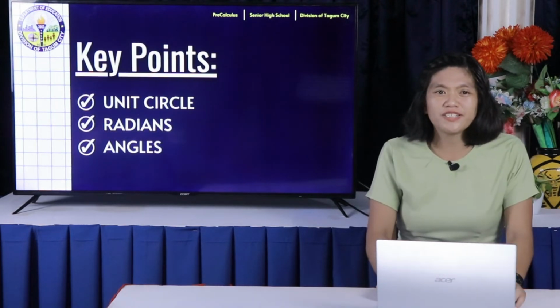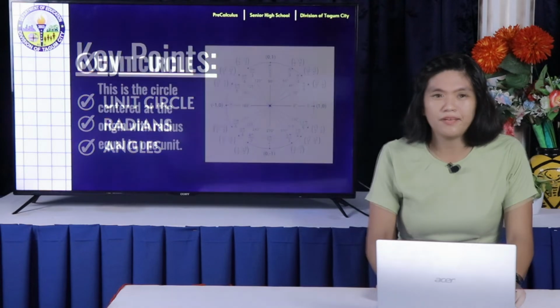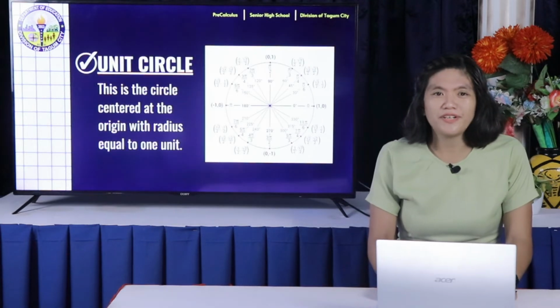The unit circle is the circle centered at the origin with radius equal to 1 unit. This means that the distance from the origin at any point on the circle is equal to 1 unit. Using the unit circle, we can define another unit of measure for angles, radians.